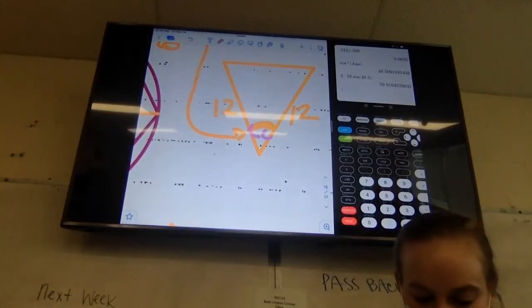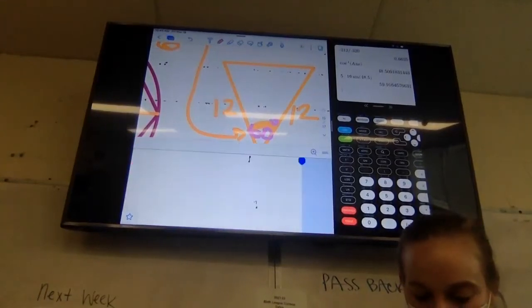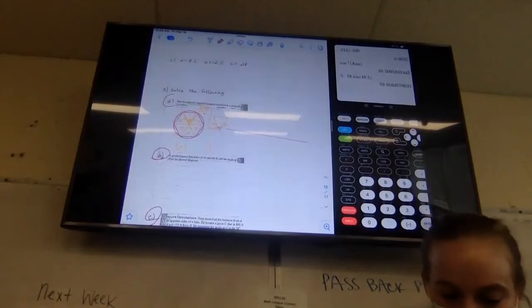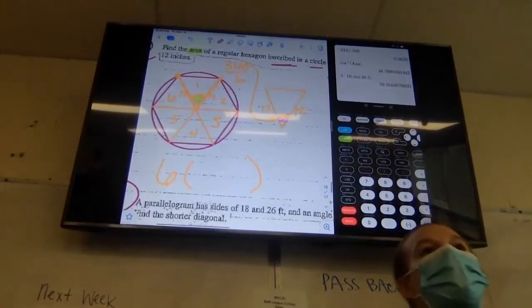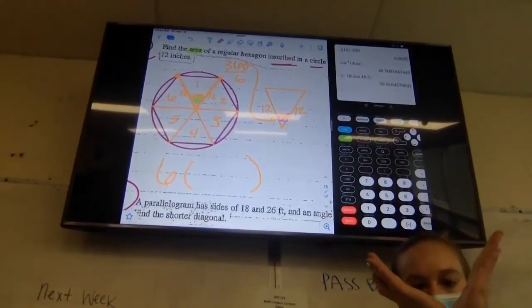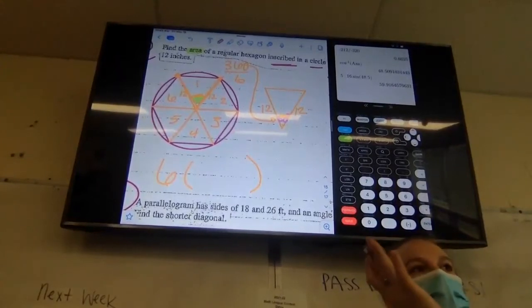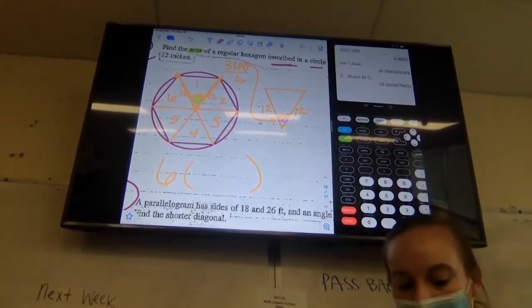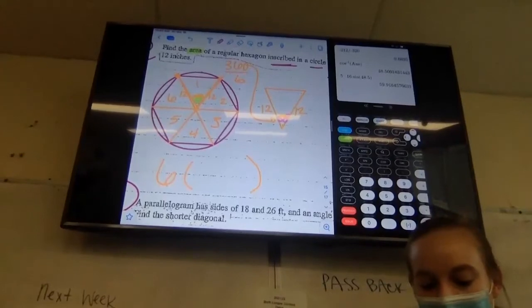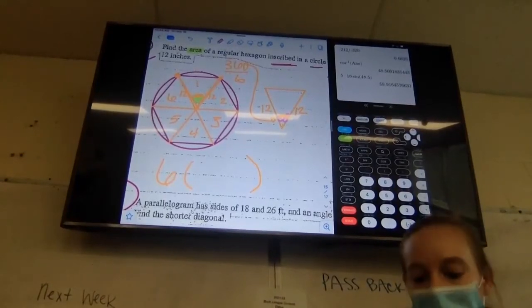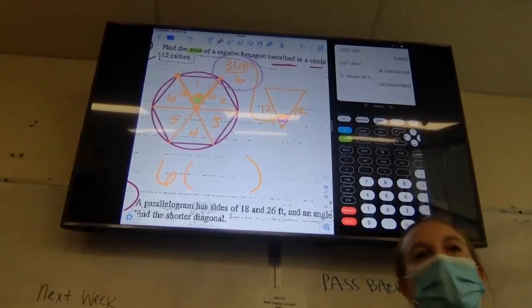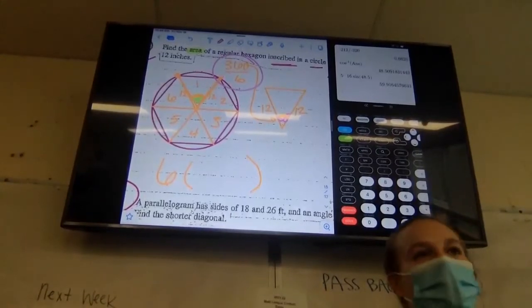A lot of it's kind of like this mental stuff. Like I don't have a lot of work because I'm just kind of working through it in my head. So I took my hexagon, I split it into a triangle, and the sides are 12 and 12. And then I know what that missing angle is because I have 6 triangles around here. So I did 360 divided by how many triangles I had to find that angle.